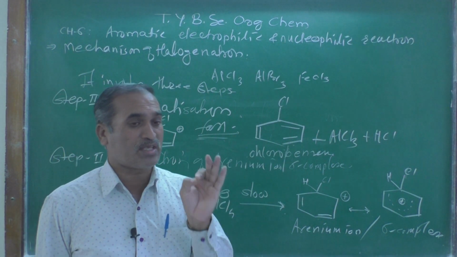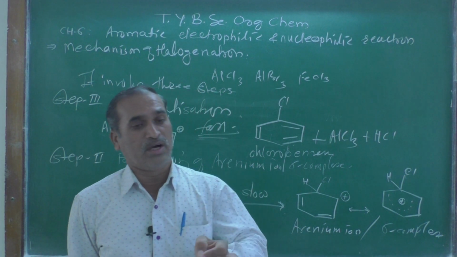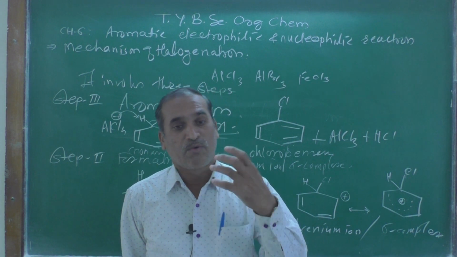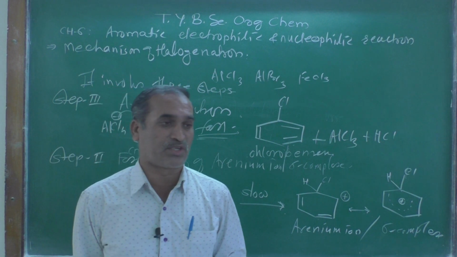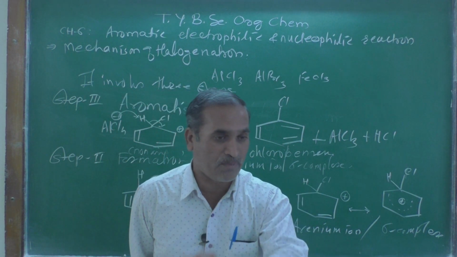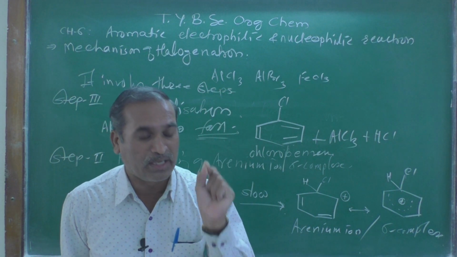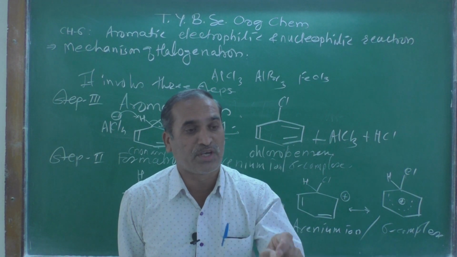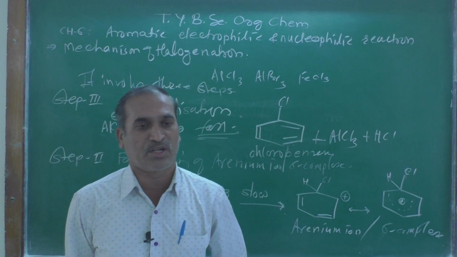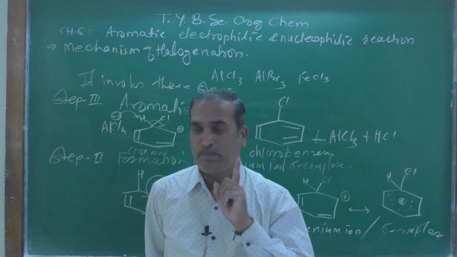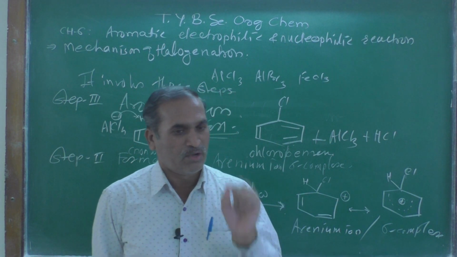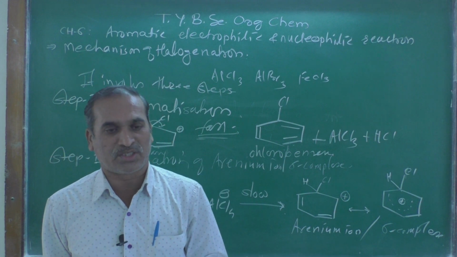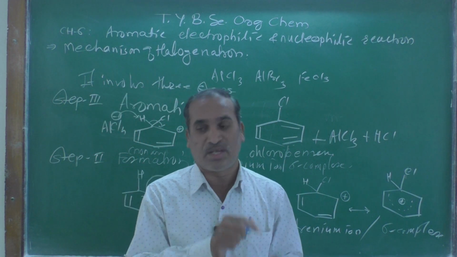Now in this case, what is the function of the Lewis acid in an aromatic reaction such as halogenation? Next we are going to learn Friedel-Crafts alkylation and Friedel-Crafts acylation. In those reactions, what is the role of the Lewis acid? Remember the role of the Lewis acid in a particular halogenation: it polarizes, meaning it generates the electrophile. The function of the Lewis acid is to generate the electrophile. That is the main point you should remember forever whenever you are discussing reactions like halogenation, Friedel-Crafts alkylation, or Friedel-Crafts acylation.